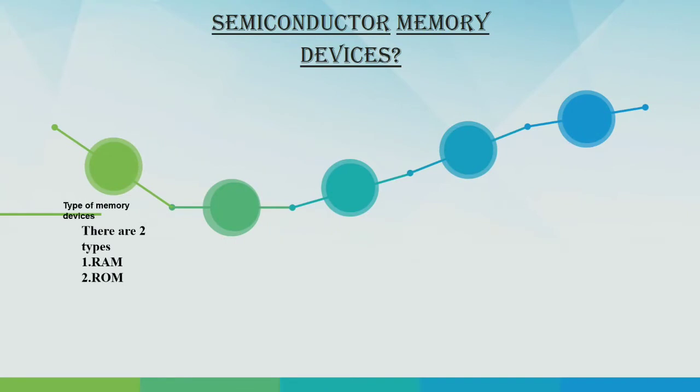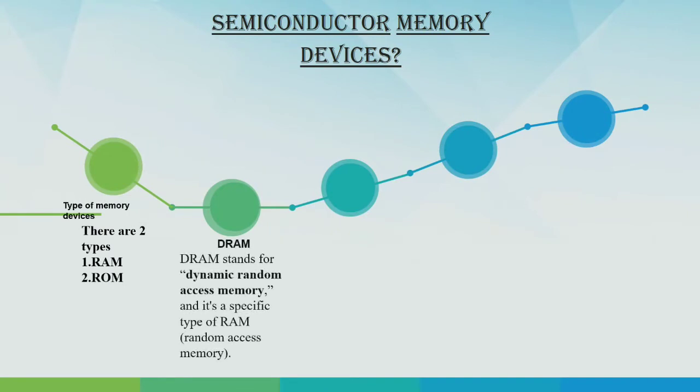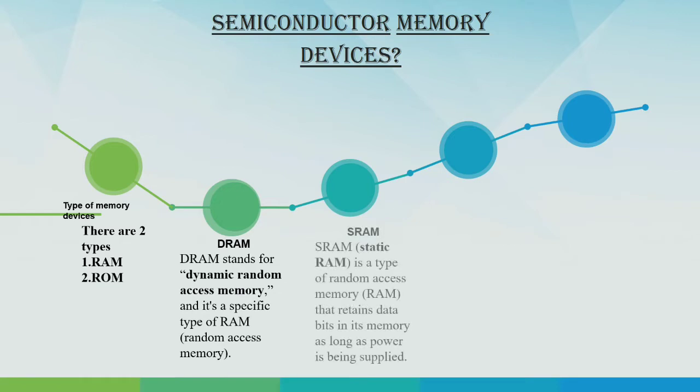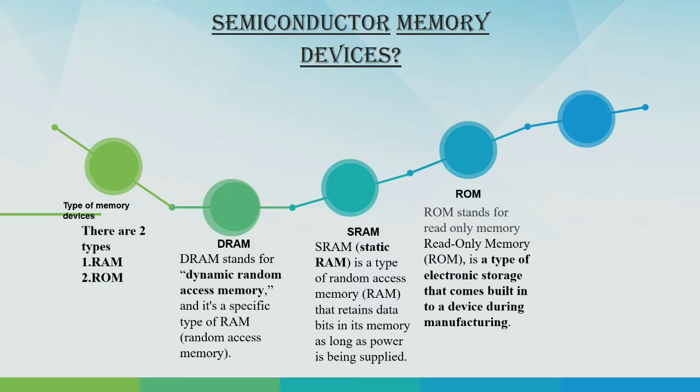Semiconductor memory devices are classified into two types, RAM and ROM. RAM is further classified into DRAM and SRAM, whereas ROM is classified into MROM, PROM, EPROM, and EEPROM or E2PROM.